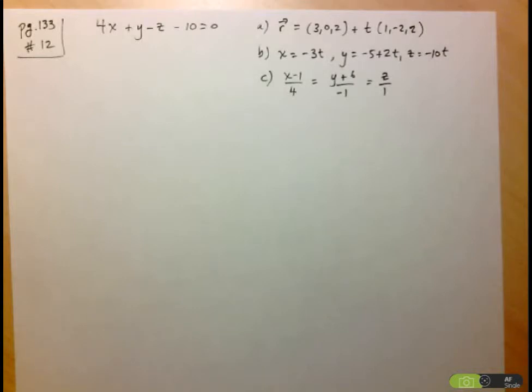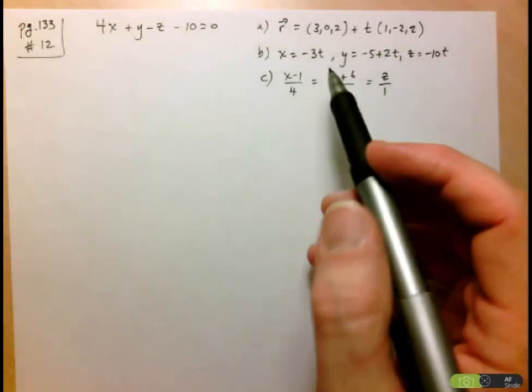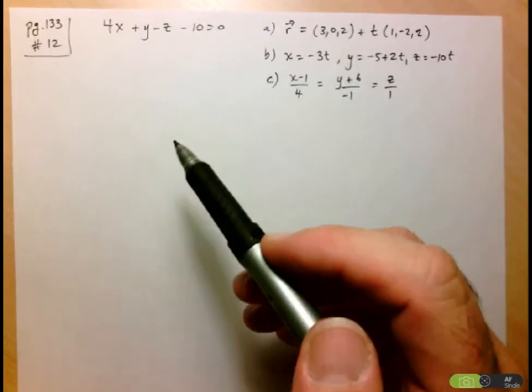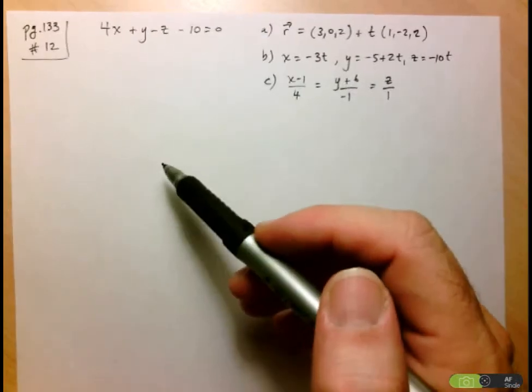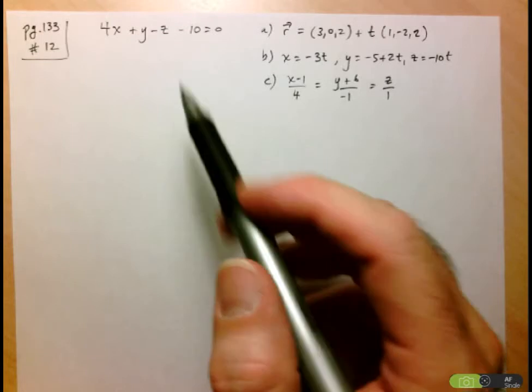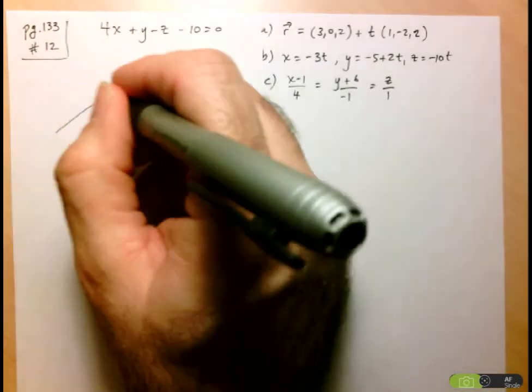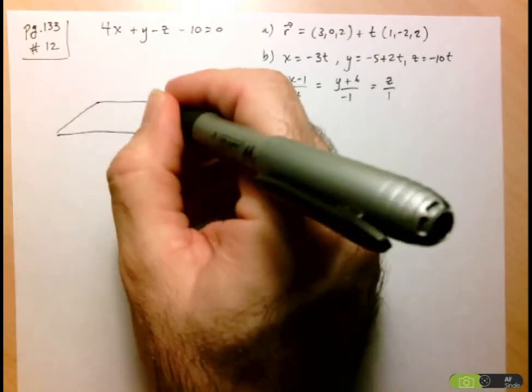Hi folks, we're going to take a look at number 12 from page 133. So what the question asks is, are any of these lines given here on the right parallel to this plane? And if so, do any of them actually lie on the plane? Okay, so here let's draw ourselves a little picture to make sure we understand this question.